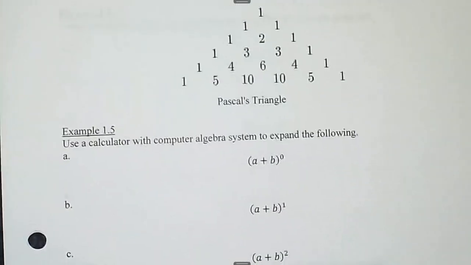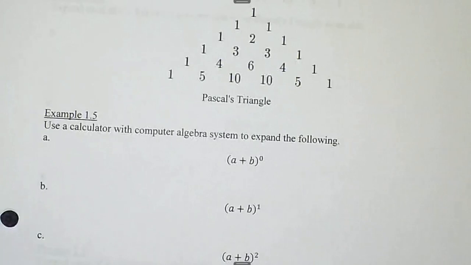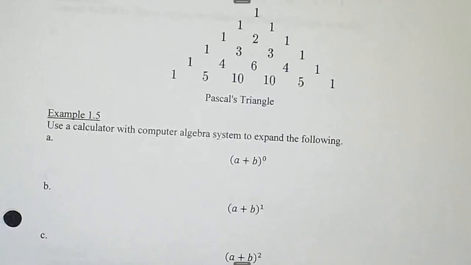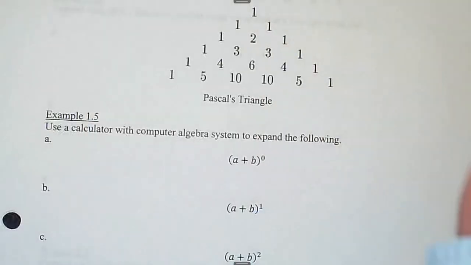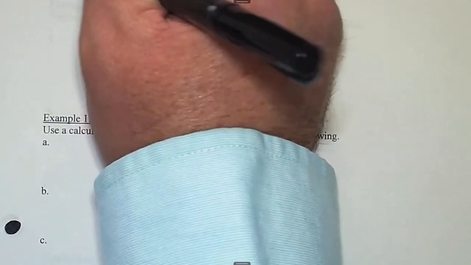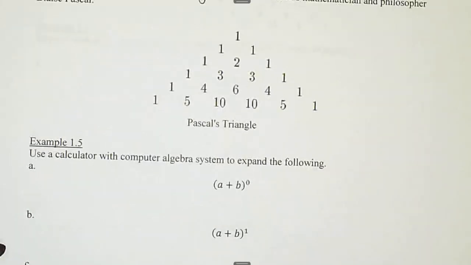Nice. The triangular arrangement of numbers so that each value is the sum of the values directly above it is called Pascal's triangle. Pascal's triangle. That's right. After the famous mathematician and philosopher Blaise Pascal.